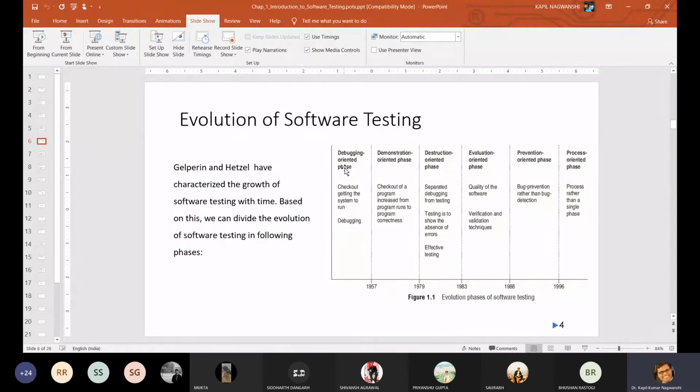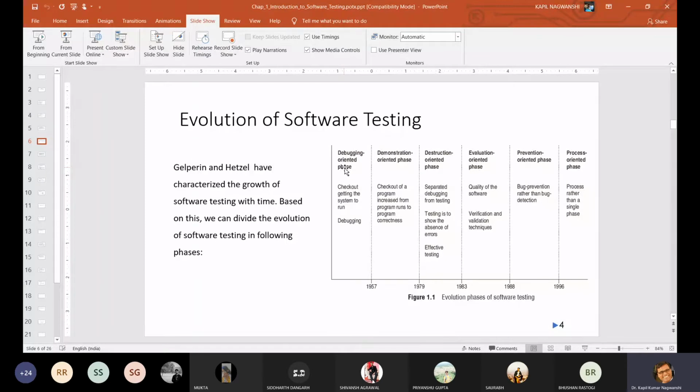And then destruction oriented, given by Myers. He is a key person and he coined the term software testing. So he separated debugging from testing. Debugging and testing are two different things. Okay, he has separated these terms. Testing is to show the presence of errors, and effective testing is very important. So these are the concepts related with the destruction oriented phase.